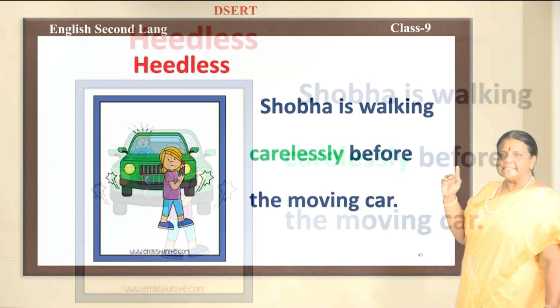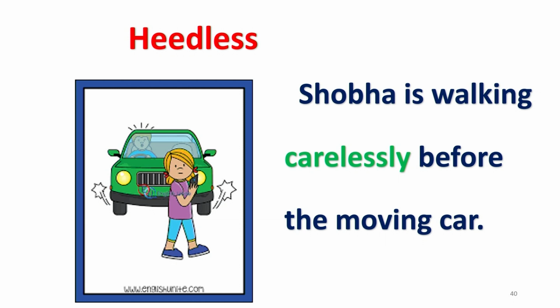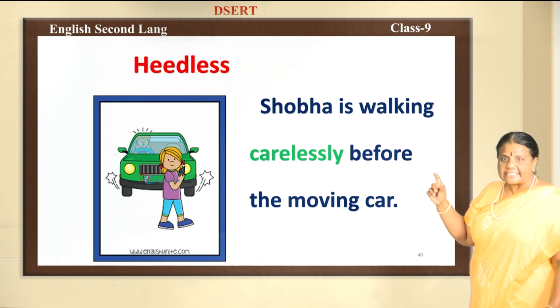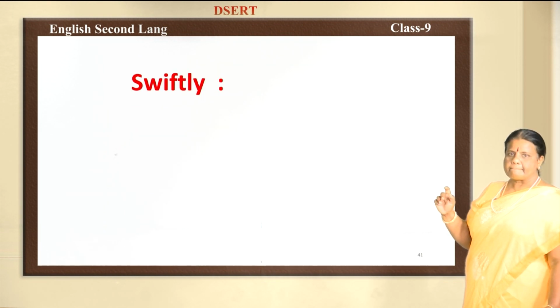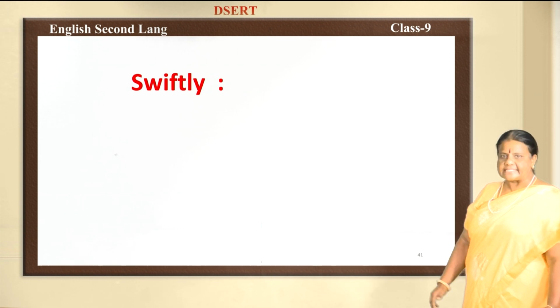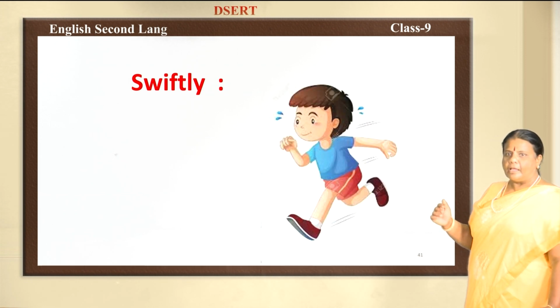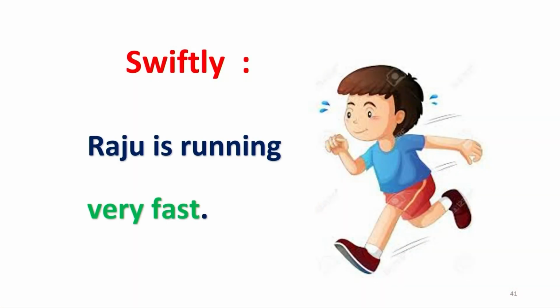Yes, the next word is heedless. Look at the picture, children. What is Shobha doing? Yes, Shobha is walking in front of a moving car. That shows what? She is very careless. Shobha is walking carelessly before the moving car. So, what is the meaning of the word heedless, children? Yes, carelessly. Now let us move on to the next glossary word, swiftly. Look at the picture, children. What is Raju doing? Yes, very good. Raju is running very fast. The meaning of the word swiftly is very fast.